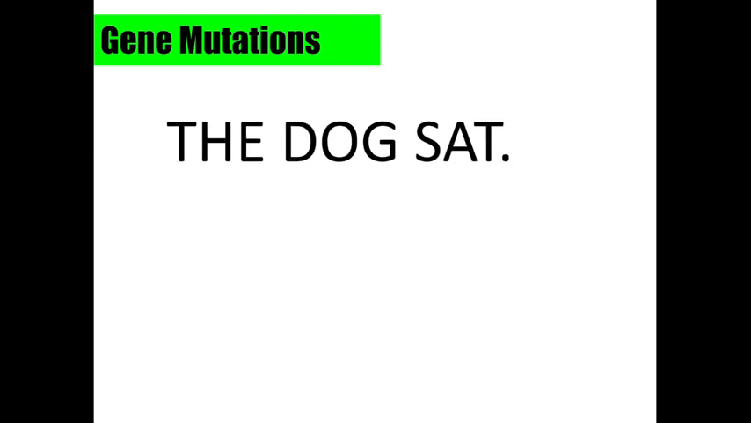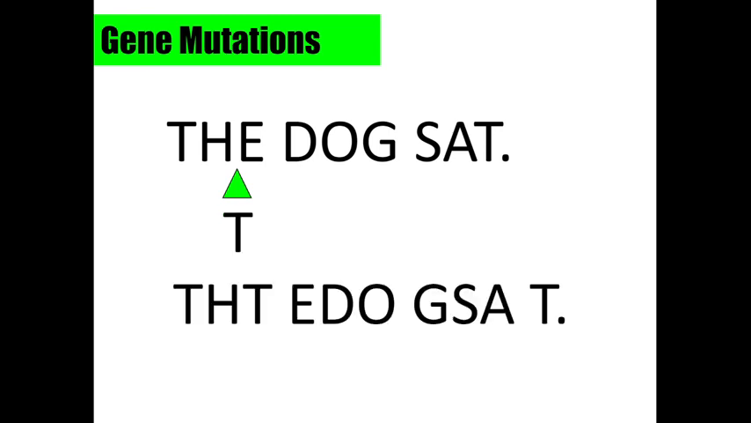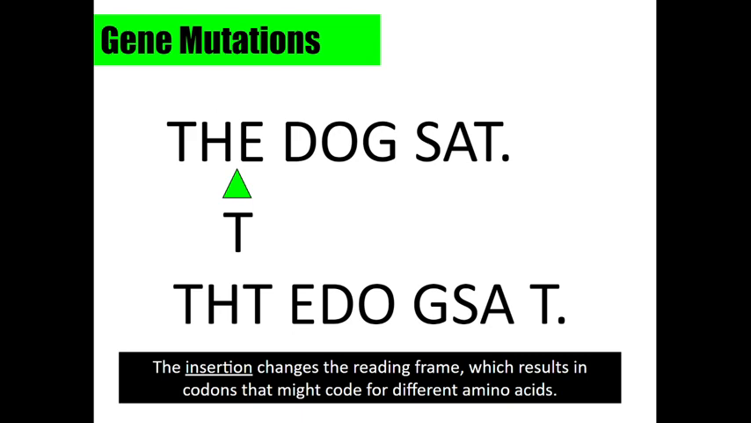So once again, the dog sat. But what if we inserted something in between our H and our E? We put a T in there. You may try to say that. I really don't want to. But this is an example of when the insertion changes the reading frame, which once again will result in codons that might code for different amino acids.